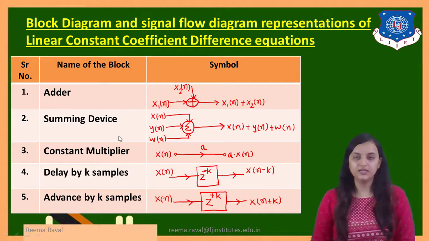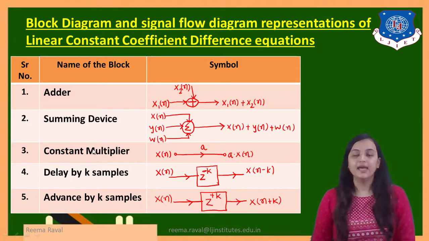Second is the summing device. A summing device is a device which adds all of the input signals given to it. That means here it is possible to give more than two input signals. As you can see, there are three inputs given to the summing device and the symbol is like this. The inputs are x of n, y of n and w of n. The summing device will add all of the inputs, so it will give the output x of n plus y of n plus w of n.